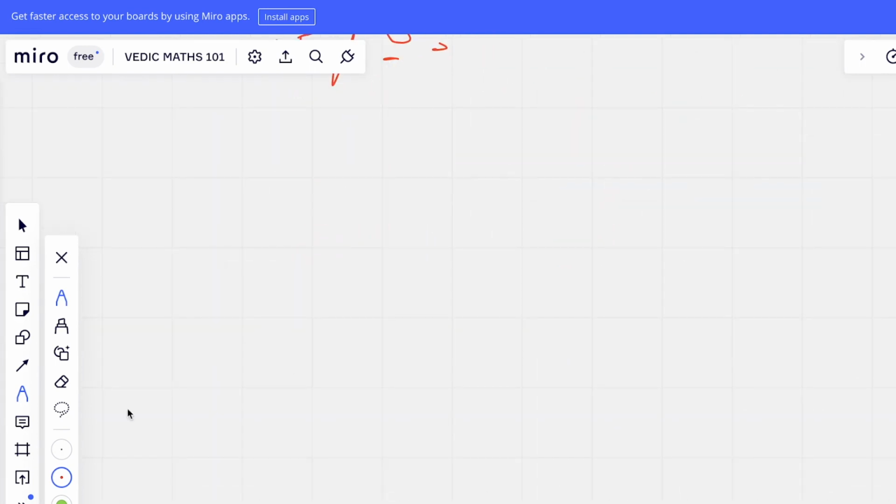Now let me take another example. We'll do this one: 91 into 88. Cool. Step number 1, you subtract from 100. You get these numbers. How did I come up with 9? It's simple. 91 minus 100 is minus 9. 88 minus 100 is minus 12, right?